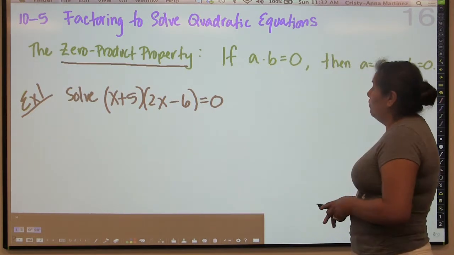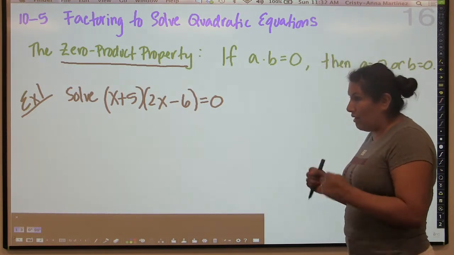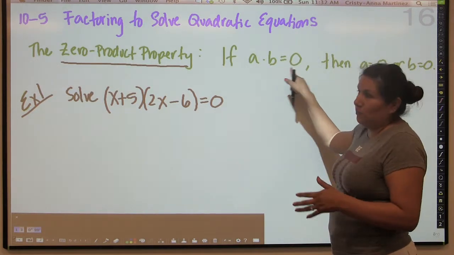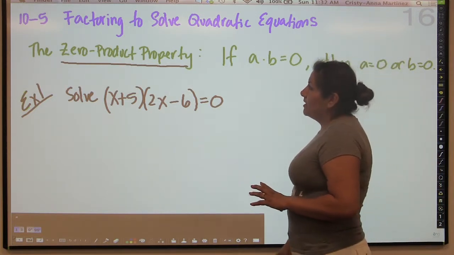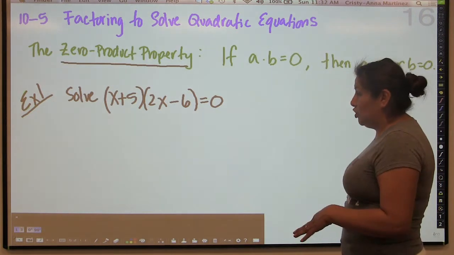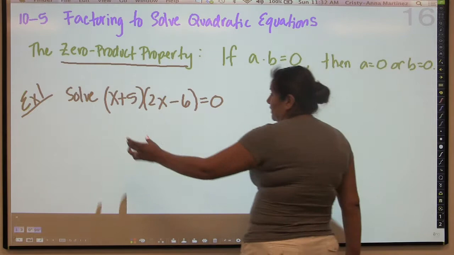So we use that property, and I want to remind you that it is the zero product property, so it can't be A times B equals 1 or equals 10 or equals 12. It has to equal 0 in order for this to work. So the way that we solve these quadratics is we factor them. So the first one that I'm going to show you is actually really easy because it's already factored. So I have my two factors here.